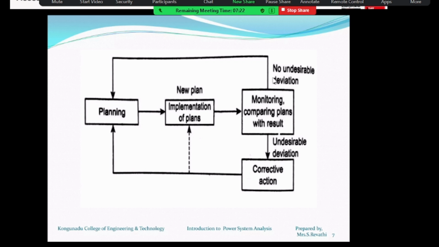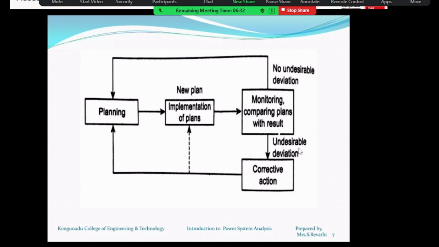If we get no undesirable deviation, like if we are getting the same results as we have planned, then it's okay to go with the first planning. If we are getting undesirable results, like we had planned to generate 500 kV, for example. If we are getting the 500 kV, then there is no undesirable deviation because we had planned to generate 500 kV and we are getting 500 kV. If we are not getting the 500 kV, then it's an undesirable deviation. Like we plan 500 kV and we are not getting 500 kV.